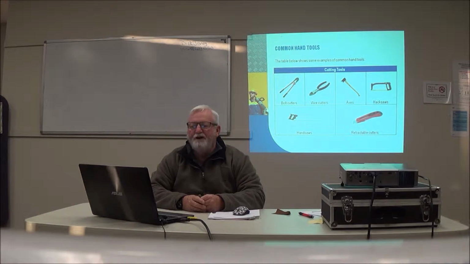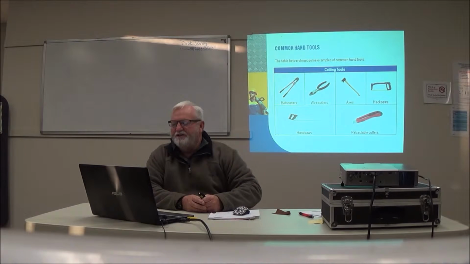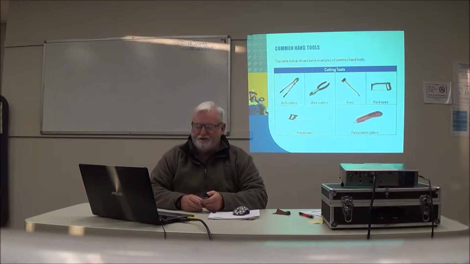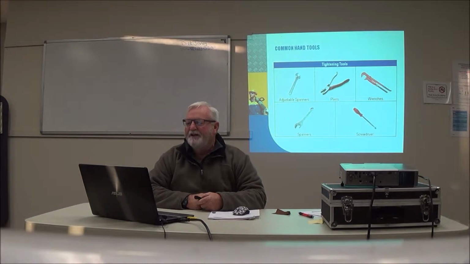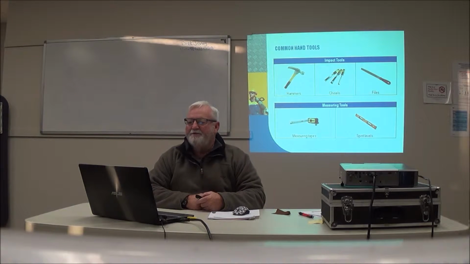So we have things called bolt cutters, we have wire cutters, we have axes, we have hacksaws, we have hand saws, and we have things called retractable cutters. We also have spanners, we have things called tightening tools, which are screwdrivers, wrenches and pliers. We have common hand tools, which are files, chisels and hammers. And we have measuring tools, which are measuring tapes and or spirit levels.